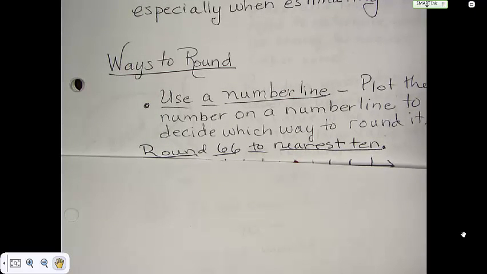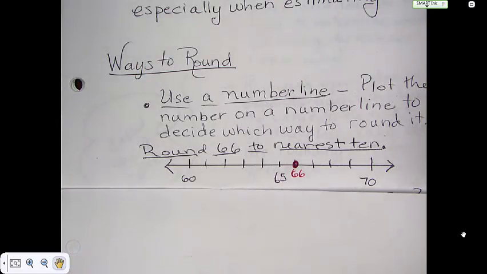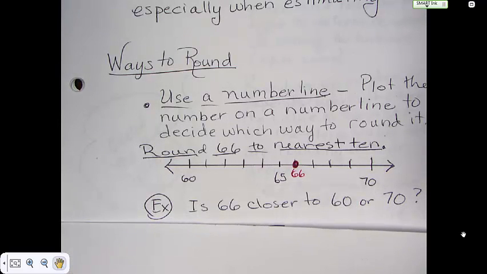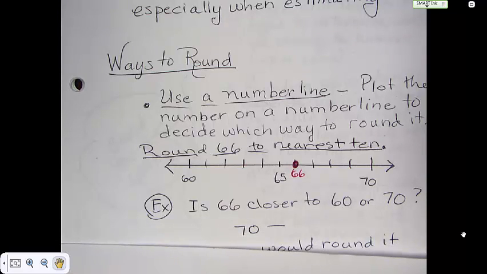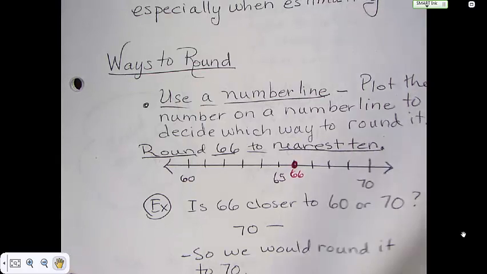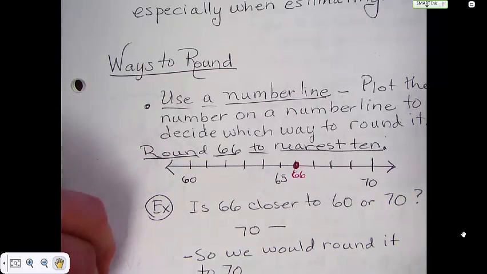Okay, so let's say we wanted to round 66 to the nearest 10. We could plot 60, 65, and 70 on a number line, and then go ahead and put the number 66 on that number line, and then look at it and say to ourselves, is 66 closer to 60 or 70? If it's closer to 70, which it happens to be, then we would round it up to 70 because we're rounding to the nearest 10. The basic idea is to see what number it is closest to so that we can round it.